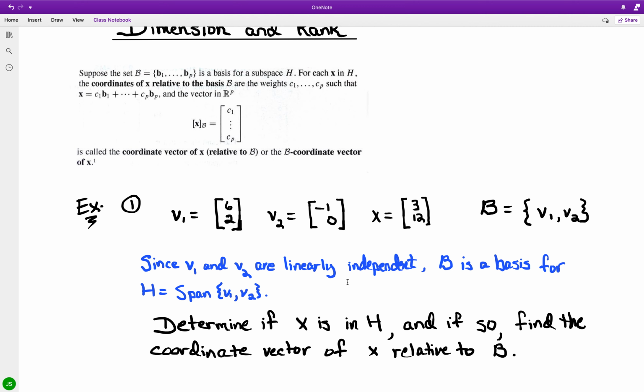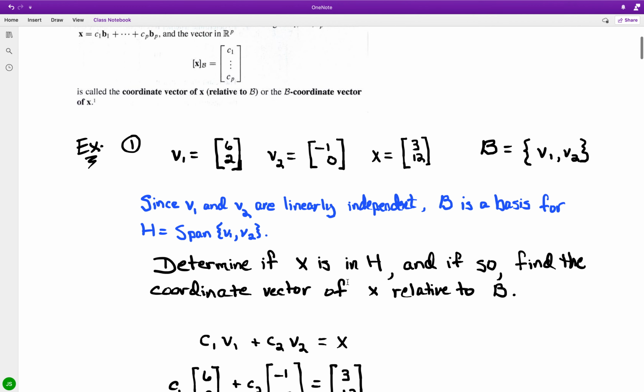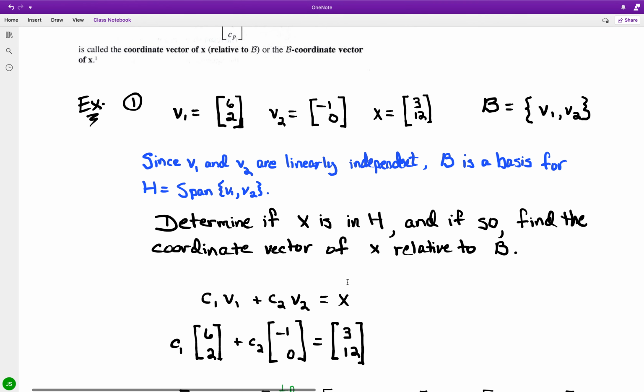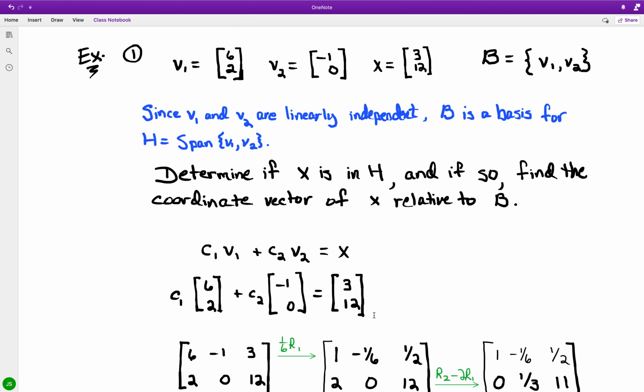We are asked to determine if x is in H, and if so, find the coordinate vector of x relative to B. For the setup, we go with the linear combination: c_1 times v_1 plus c_2 times v_2 is equal to x. Filling in, we are solving for the weights c_1 and c_2: c_1 times 6, 2 plus c_2 times negative 1, 0 is equal to 3, 12.